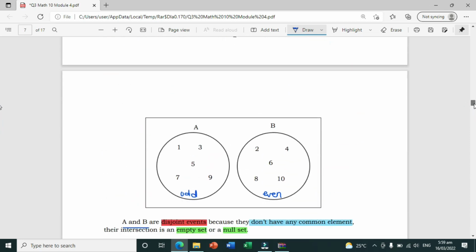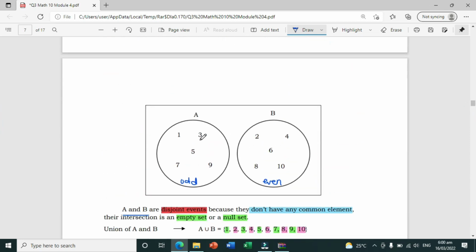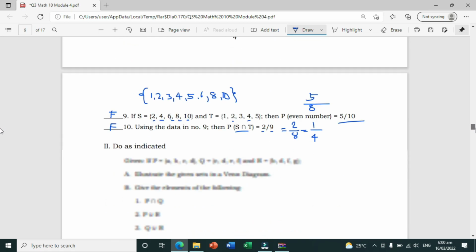Do you still remember ito? O yan, disjoint yan kasi walang elements sa isang set, for example, dito sa A, na meron din sa B. And vice versa. Yan yung disjoint.